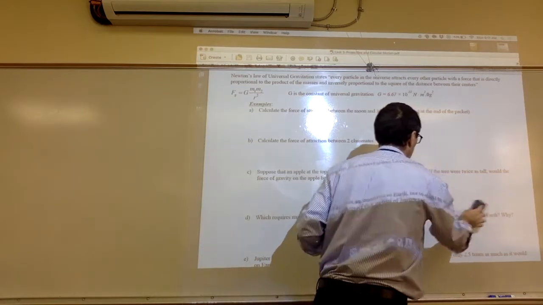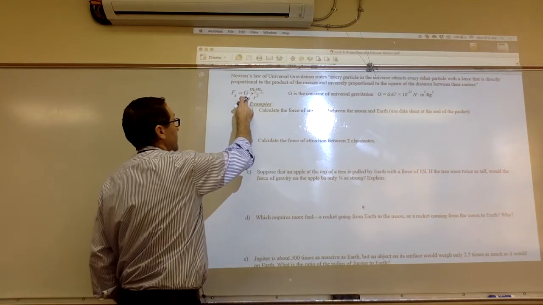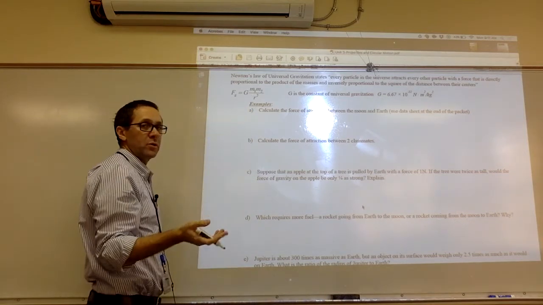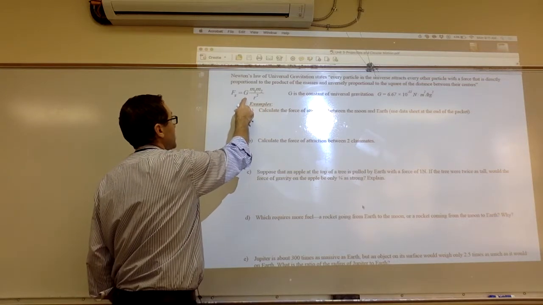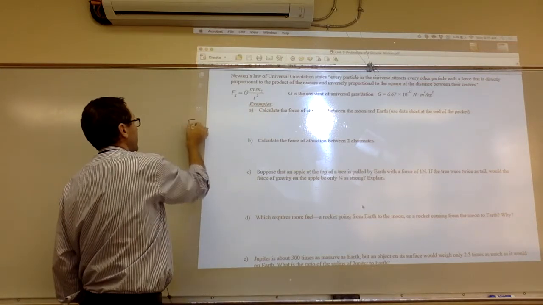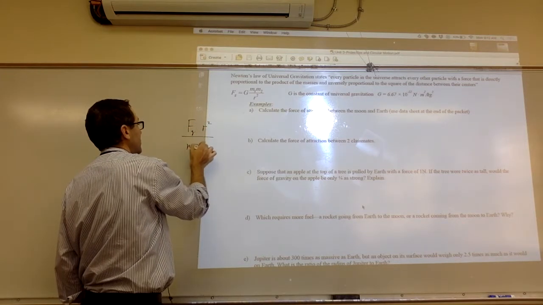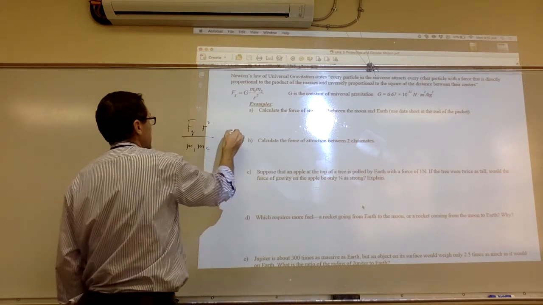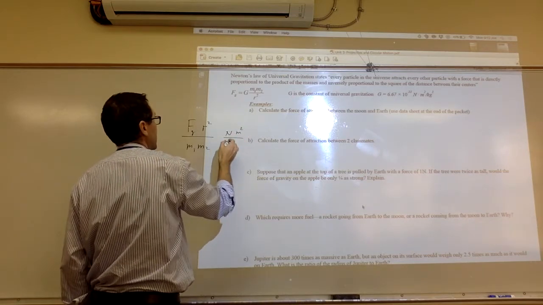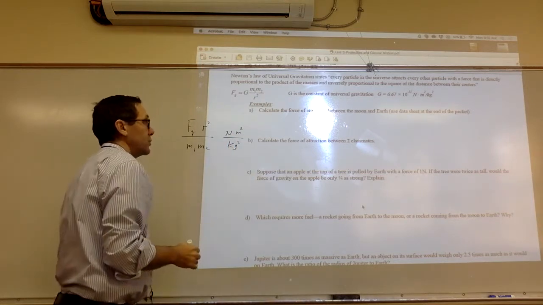Now the units for G are easy to come up with. Whenever you want to find the units of any quantity, all you have to do is isolate it. So if I isolate the G, it's going to be Fg r squared over m1 m2. Okay. So if I do the units here, it's going to be newtons meters squared over mass squared, which is kilograms squared. So that's why you end up with those units.